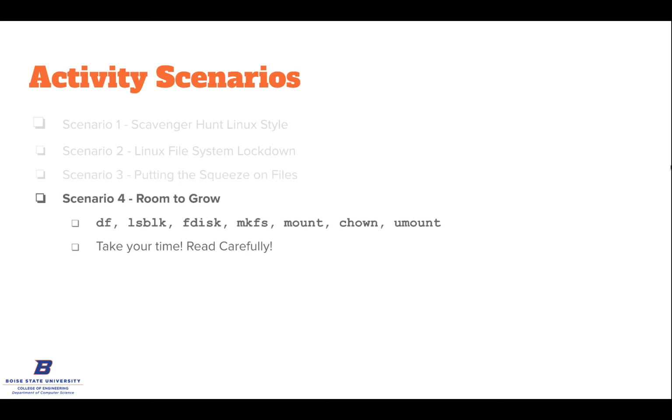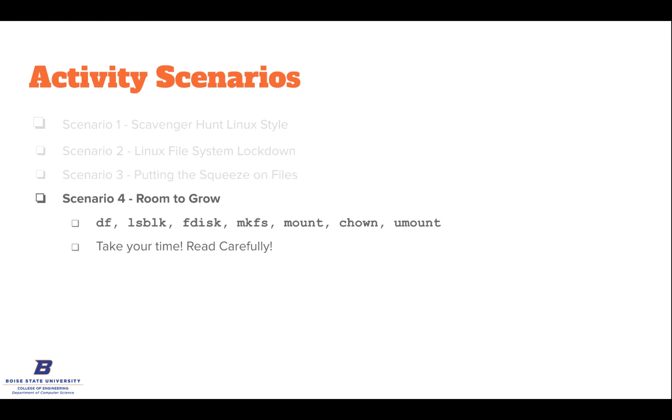In the final scenario, scenario 4, called room to grow, you're going to add an additional storage drive to your virtual machine. To do so, you're going to use several commands to interact with the file system. The df command will examine available free space. The lsblk, which stands for list block devices, will list all storage, also known as block devices, connected to your system and the partitions on those devices.